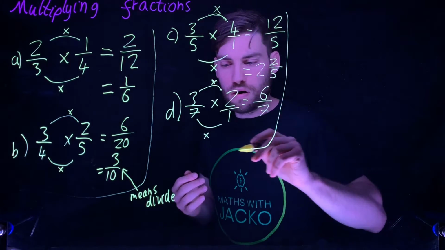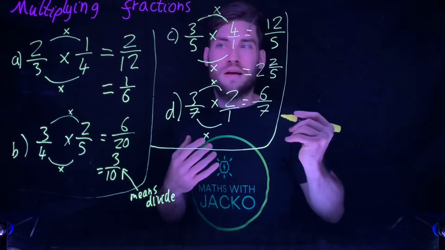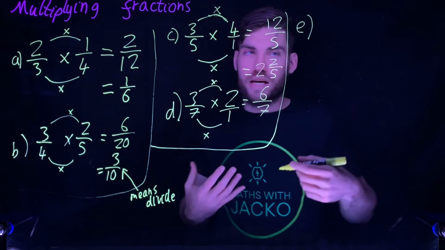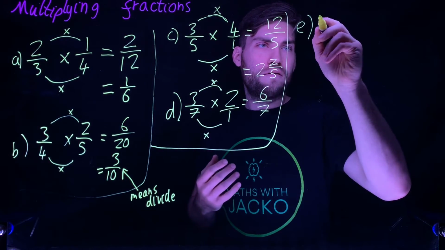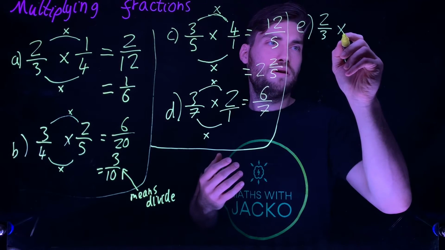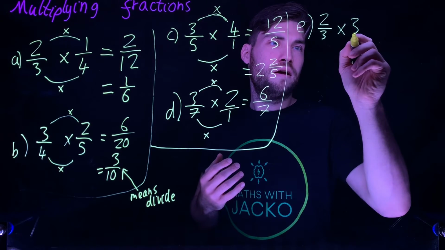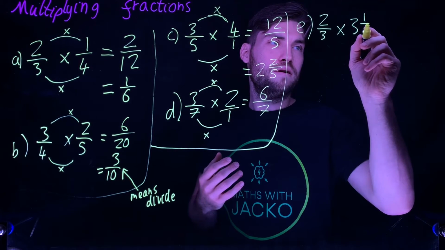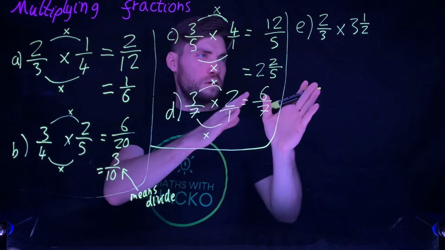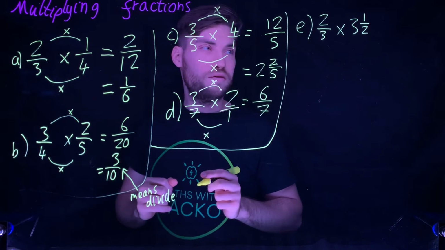You can also have something like this. So you can also get it as maybe a mixed number. So you could have 2 thirds times, let's go for 3.5. Yeah, you can have something like that. So pause the video, have a go at that one, so you can get it.